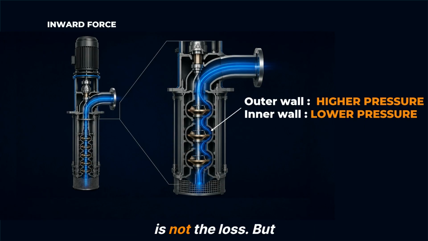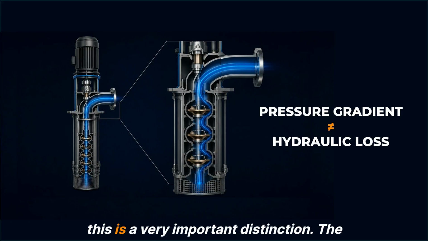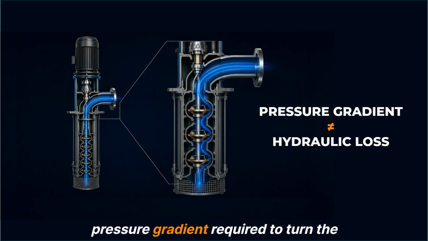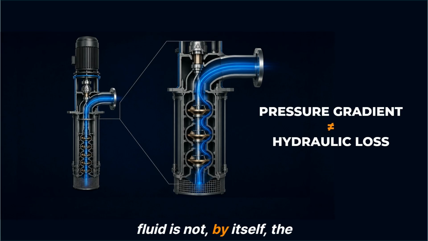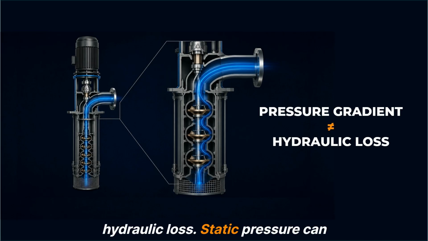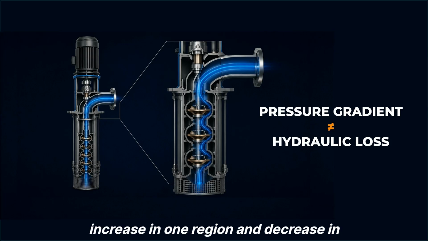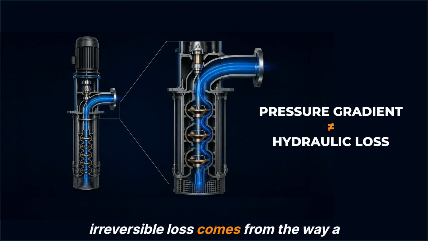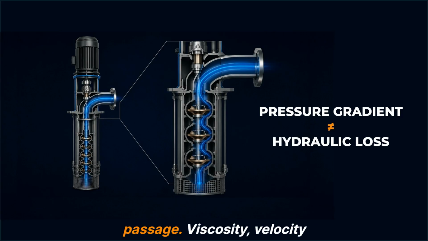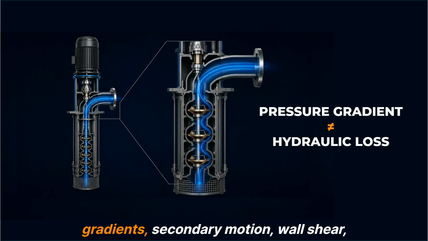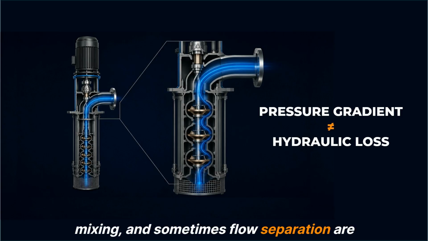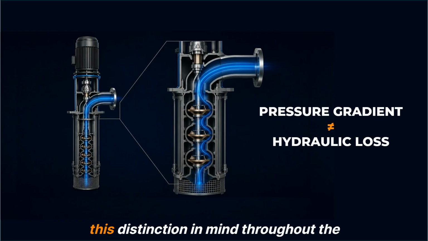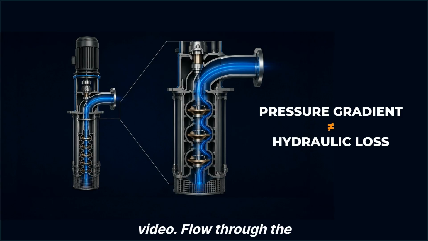Pressure gradient is not the loss. But this is a very important distinction. The pressure gradient required to turn the fluid is not, by itself, the hydraulic loss. Static pressure can increase in one region and decrease in another without useful mechanical energy necessarily being destroyed. The actual irreversible loss comes from the way a real fluid responds to the curved passage. Viscosity, velocity gradients, secondary motion, wall shear, mixing, and sometimes flow separation are what create the additional loss. Keep this distinction in mind throughout the video.